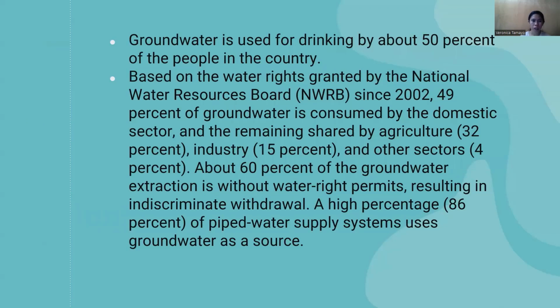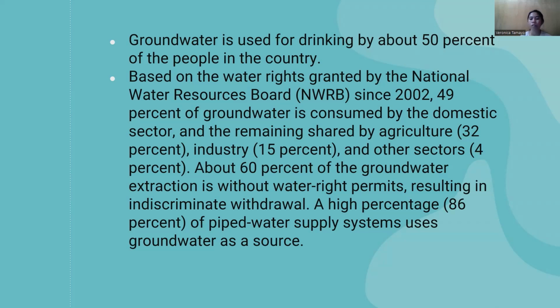So, groundwater is used for drinking by about 50% of the people in the country. So based on the water rights granted by the National Water Resources Board or NWRB since 2002, 49% of groundwater is consumed by the domestic sector, and the remaining shared by agriculture is 32%. So 15% for industry and 4% for other sectors. So about 60% of the groundwater extraction is without water right permits, resulting in indiscriminate withdrawal.